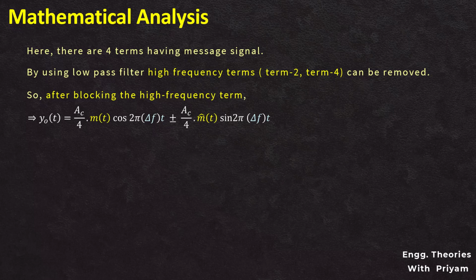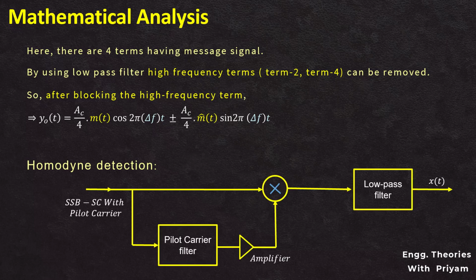In reality, a frequency error exceeding a few hertz leads to levels of distortion in the output of the coherent detector that are considered unacceptable. To mitigate this issue, a pilot carrier at a low power level is sometimes included in the SSB SC signal prior to transmission. At the receiving end, a technique known as homodyne detection is employed. In the case of speech signal, this does not result in significant distortion as long as del f remains within the range of approximately plus minus 10 Hz.